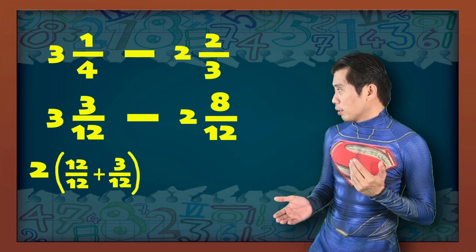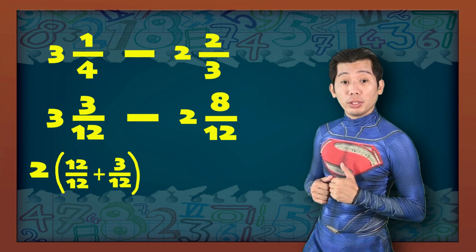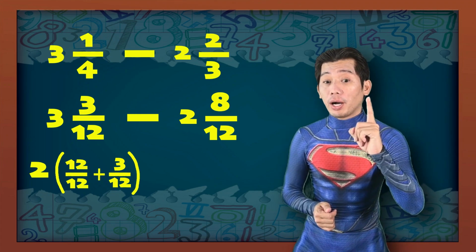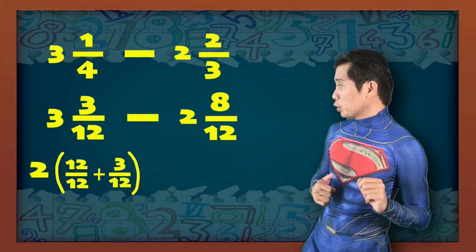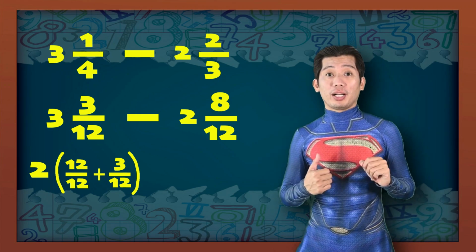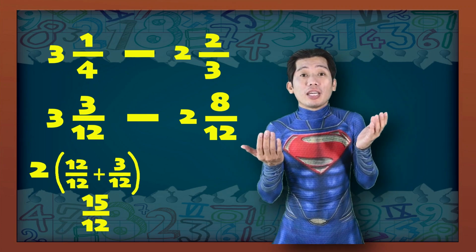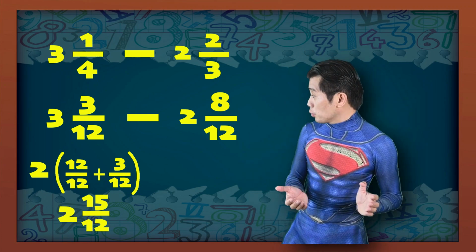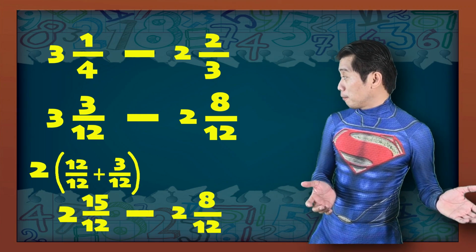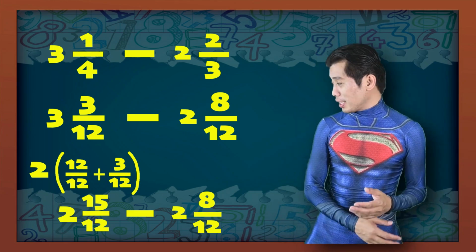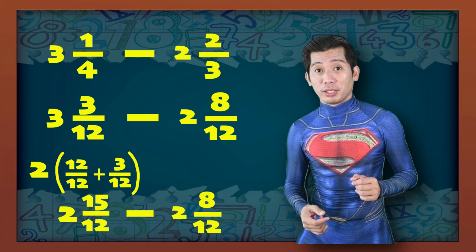Regroup meaning we will borrow 1 whole from 3 wholes, and that leaves 2 wholes only. And that 1 whole we borrowed will be changed to 12 over 12. So 12 over 12 plus the 3 over 12 gives us 15 over 12. And so the equivalent mixed number is 2 and 15 over 12, and copy 2 and 8 over 12. Okay, so we're now subtracting 2 and 15 over 12 minus 2 and 8 over 12.